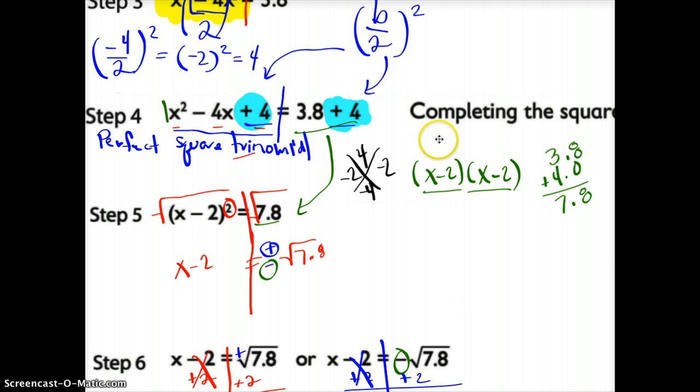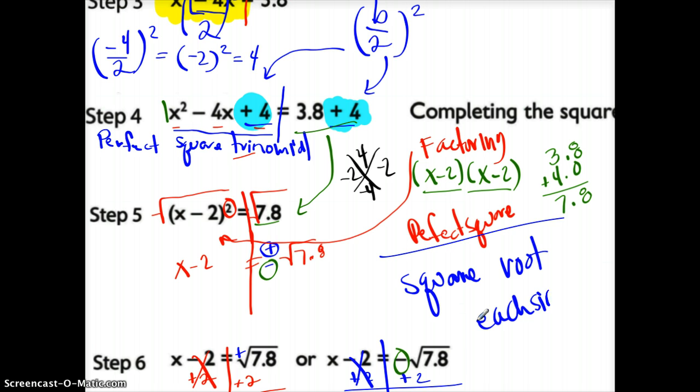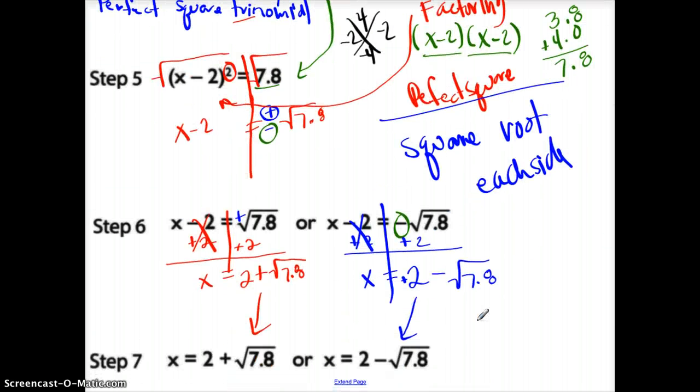Step 4, sorry, the last one was a little unclear. We are actually factoring. And we expect to get a perfect square. After you factor, we're going to square root each side. And then last but not least, we're going to solve each possible answer.